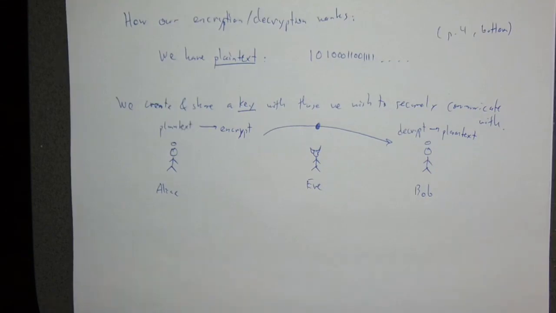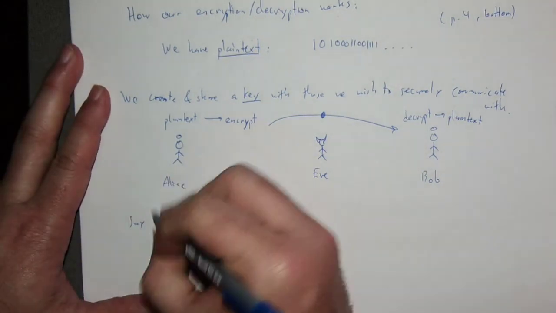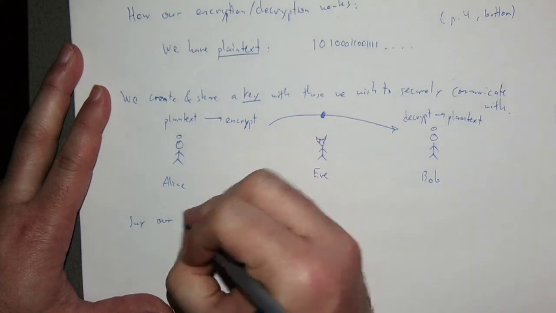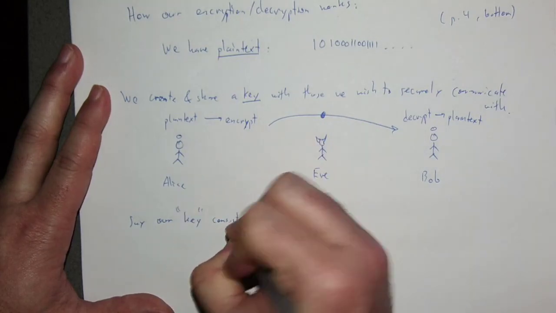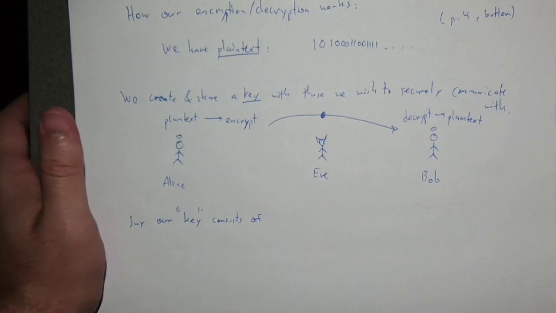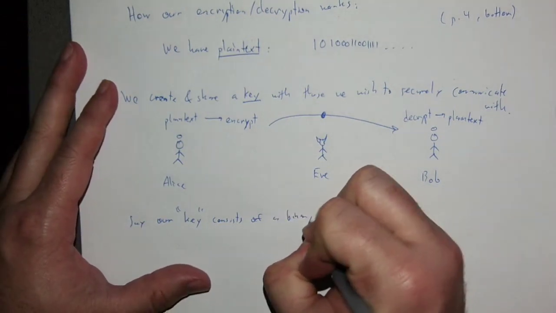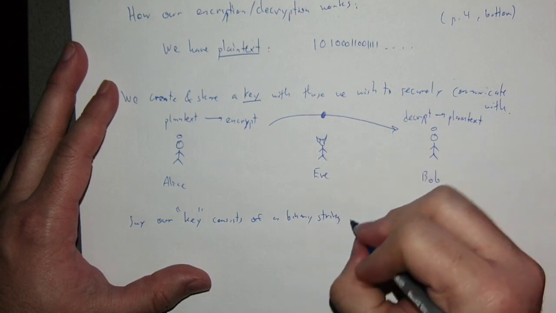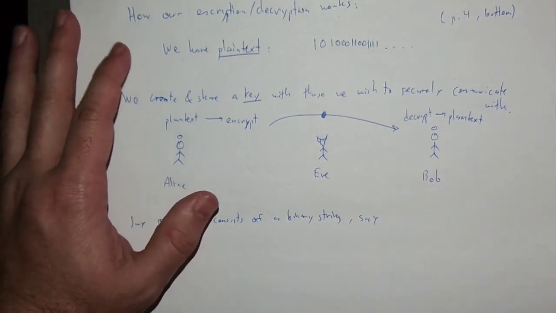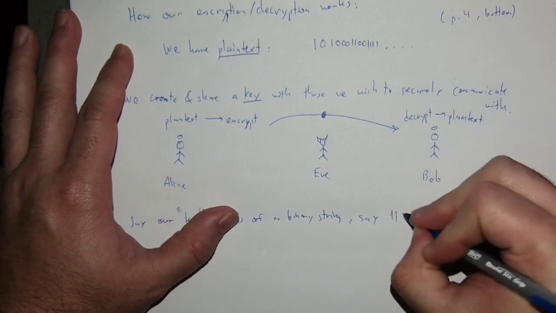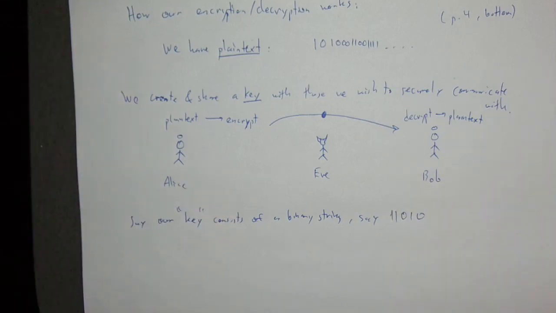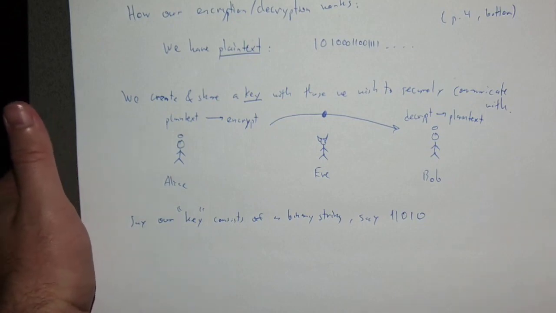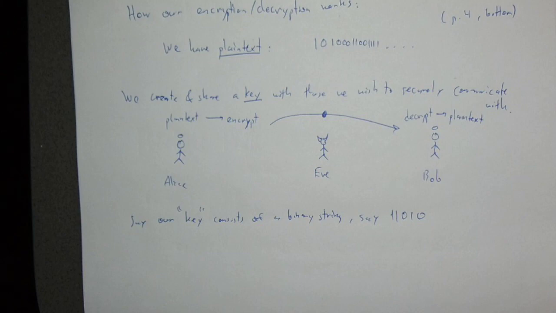Anyway, so what is the key going to be for us? So say our key consists of a string, so a binary string. Say the binary string, say 11010. Okay. All right. So we're not going to care right now about where this comes from or what this means, but I'm going to say that that's our key.